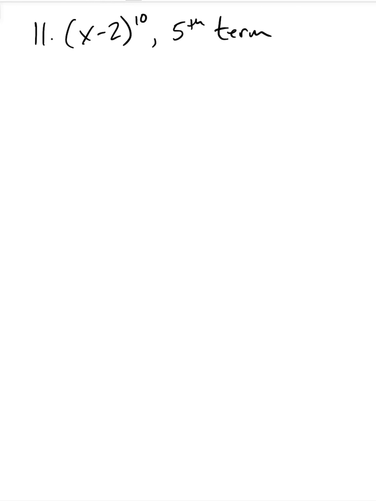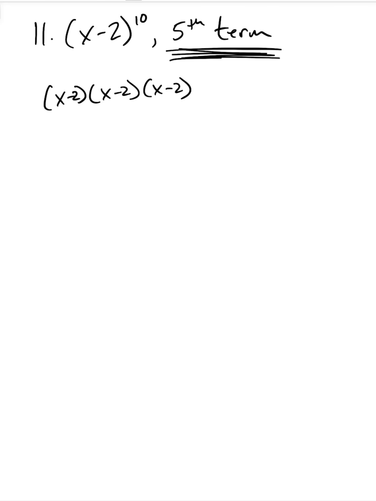So in problem number 11, I've got the binomial (x - 2) to the 10th power, and I'm going to be looking for the coefficient for that fifth term. I can either multiply x - 2 over and over again 10 times, simplify my problem, and find the coefficient for the fifth term. That'll take me a really long time. So in this video, I'm going to show you how to figure that out based off of the information we've talked about in previous videos or in class.